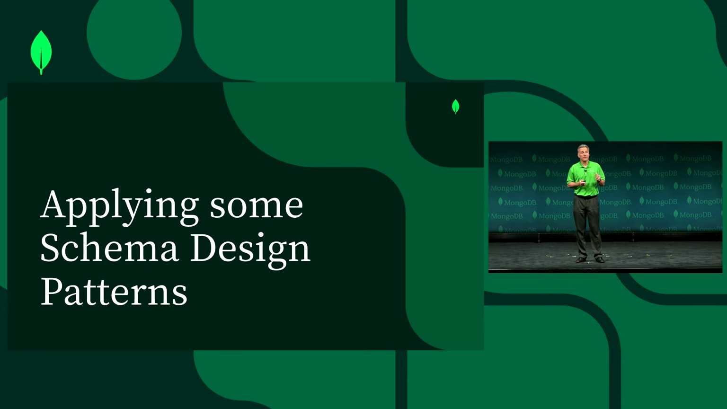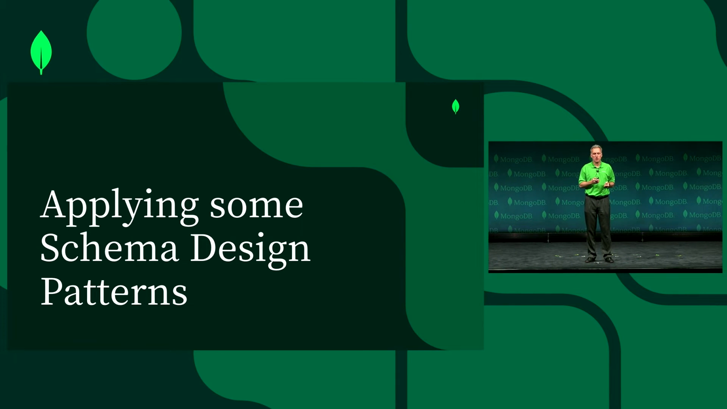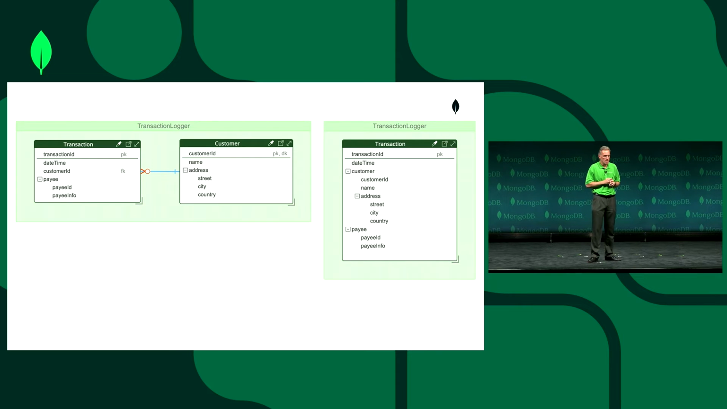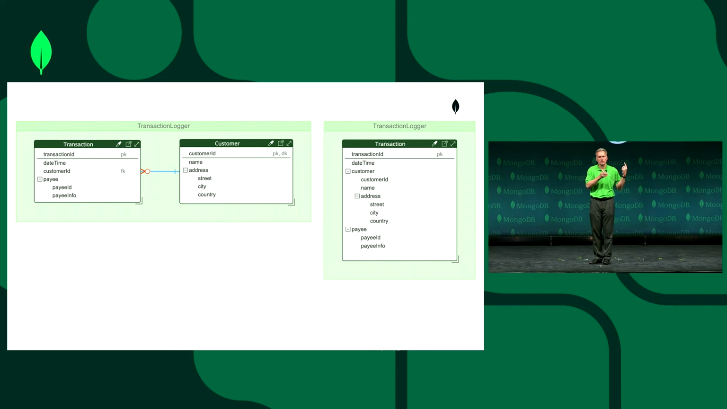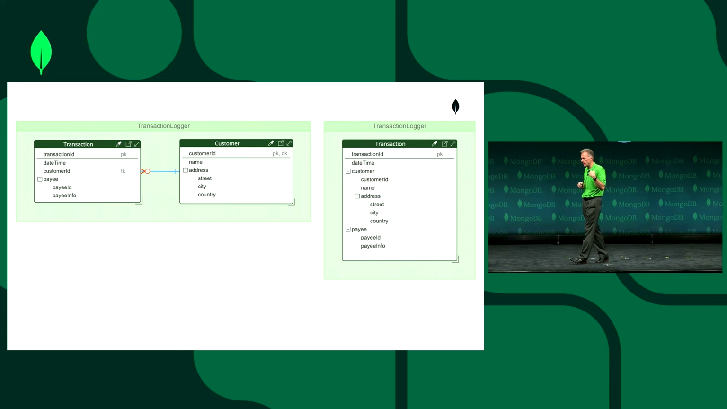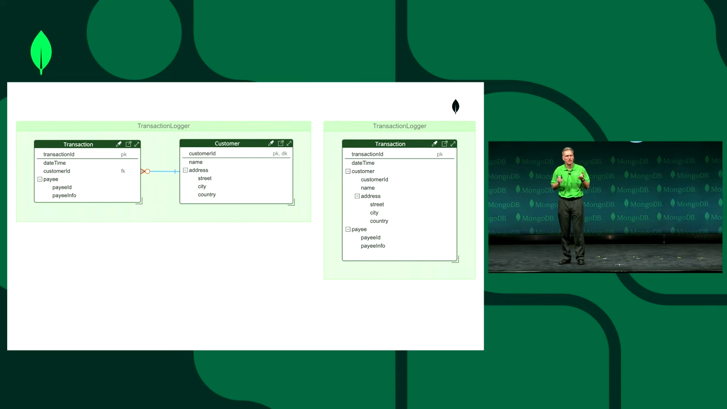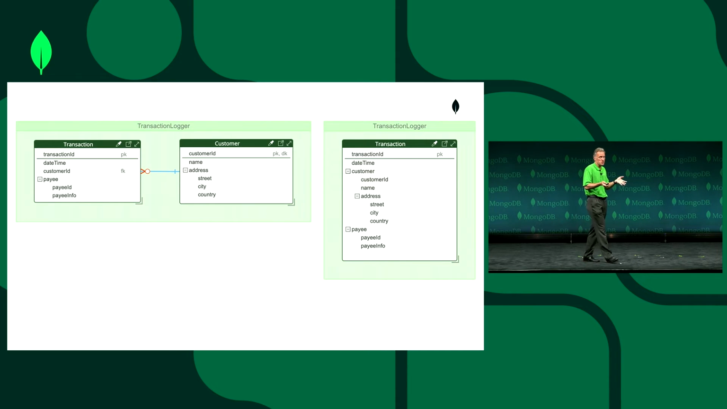So let's apply some of these schema design patterns to our transaction logger application. Based on the previous section where we had a list of questions, it was not clear whether we were going to embed the customer inside the transaction. So we had these 2 alternative representations. If I'm going to reference, I'm going to have 2 collections or 2 documents. In the case I embed everything, then I just get a transaction where I have information about my payee and my customer. Payee is pretty clear, we embedded it into the transaction.